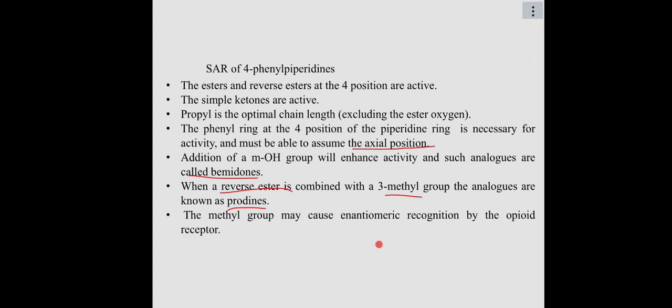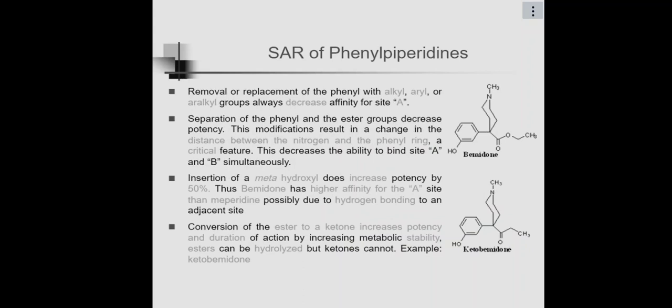The methyl group may cause enantiomeric recognition by the opioid receptors. By saying enantiomeric recognition, it is just what we have discussed: the orientation of that methyl group is very important. If it has the axial, which is the alpha orientation, it has lower activity and lower toxicity than when it has the equatorial or the beta orientation, just what we have already discussed. So the orientation of that substituent at position number 3 has some influence on the biological activity of the 4-phenylpiperidines, because the activity, the potency, and in fact also the toxicity depend on the orientation of that group.